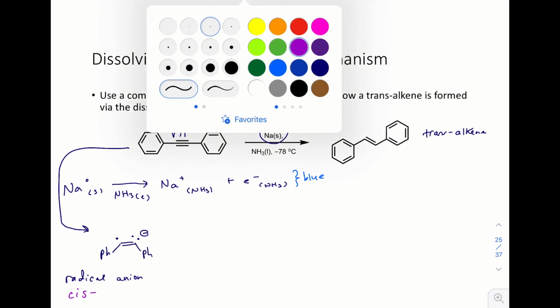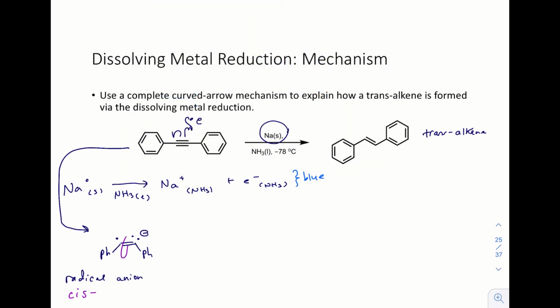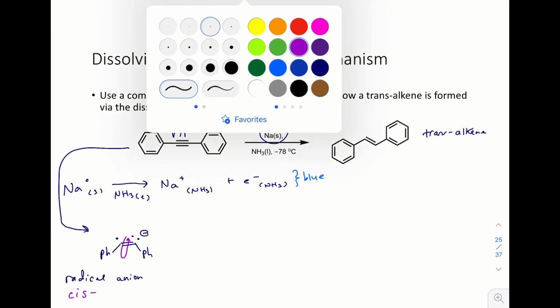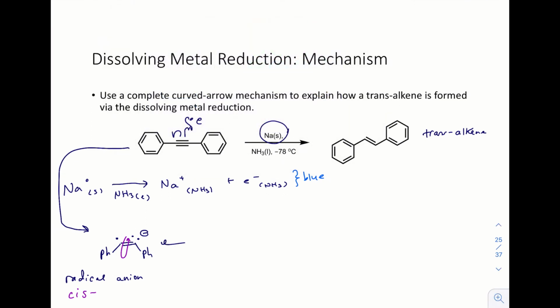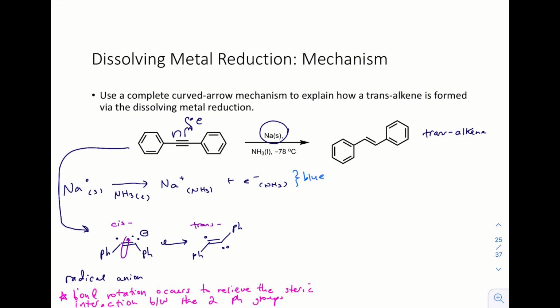And I know it looks like a pi bond. There's no rotation around that bond. Well, for the radical anion, there is. So bond rotation can occur about this bond and relieves the steric interaction between those two phenyl groups. The more stable trans radical anion is formed.